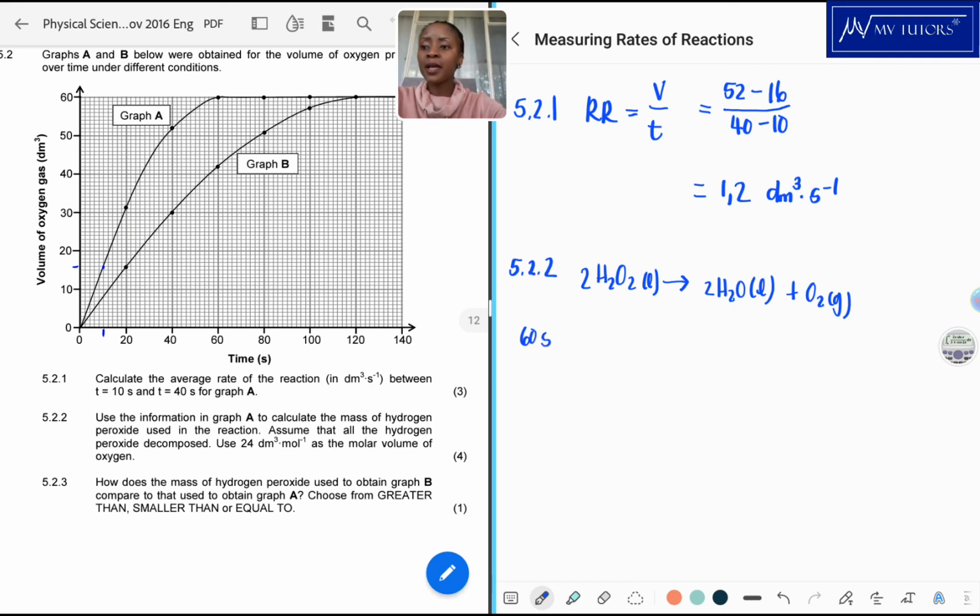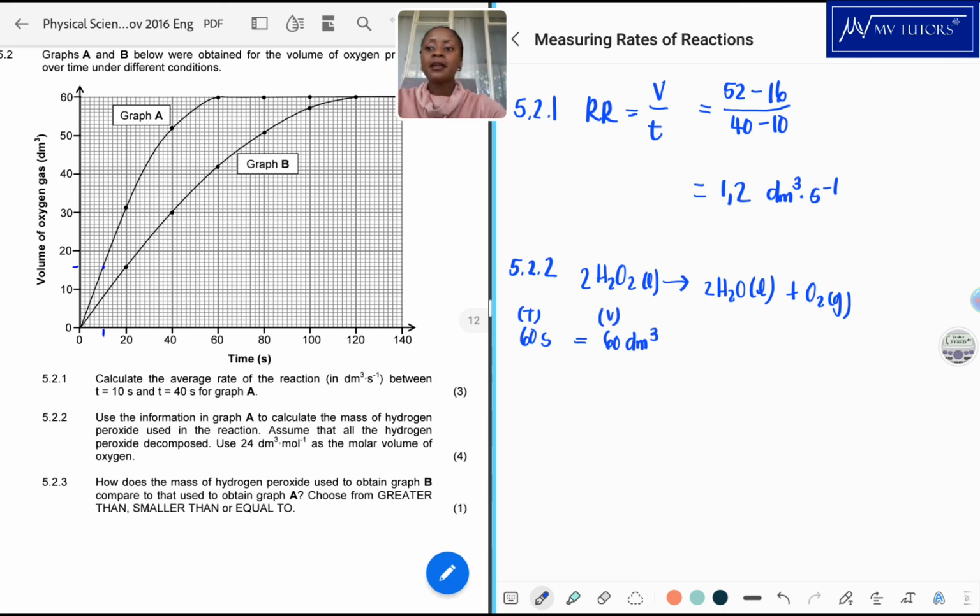The reaction became complete at 60 seconds. Now, assume that all the hydrogen peroxide is decomposed. Use 24 cubic decimeters per mole. So at 60 seconds, what is the volume? Oh, nice. So at 60 seconds, the volume is 60 cubic decimeters. Yes, cubic decimeters, that's the volume, okay? So at that time, that is the volume.